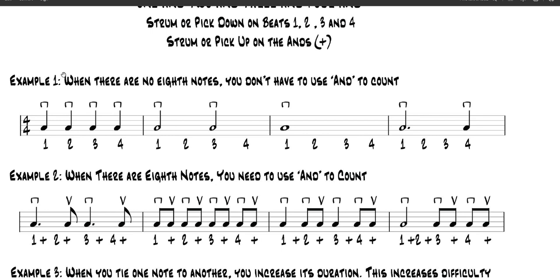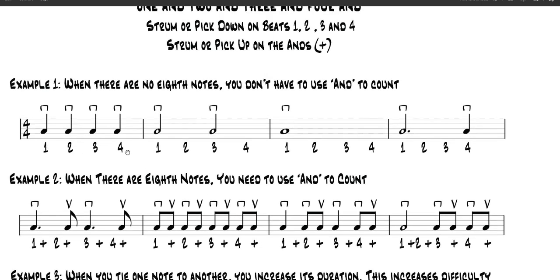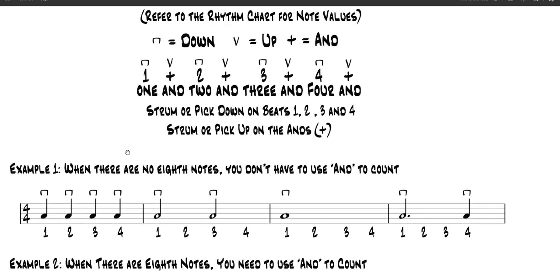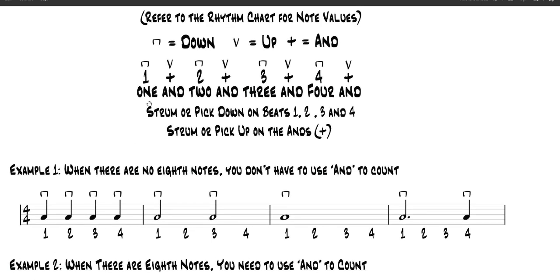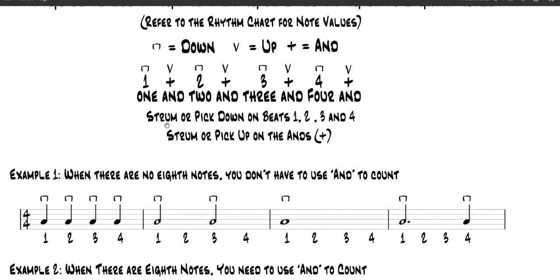Okay, so that's why it says when there are no eighth notes, you don't have to use "and" to count, because there's nothing that's coming on an "and." It's all coming on either 1, 2, 3, or 4. And it says up here, strum or pick down on beats 1, 2, 3, or 4.